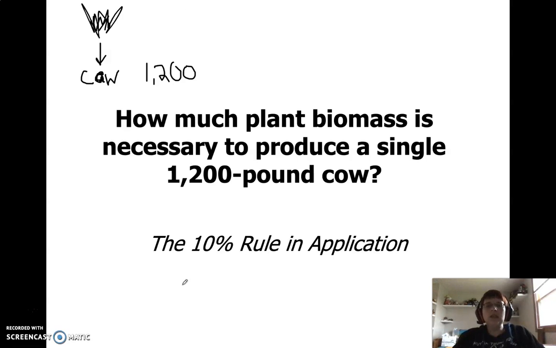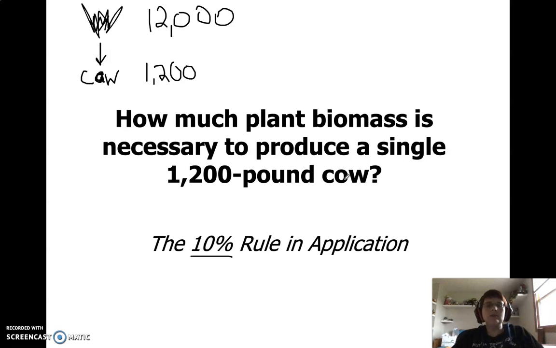Well, if we only get 10% going up to the cow, that means that we need to move the decimal point, all right? So we're going to need 12,000 pounds of plant biomass, 12,000 pounds of plant to feed the cow to be able to get that 1,200 pounds, because this would be 10% of this, okay? Because we just move the decimal point over one.